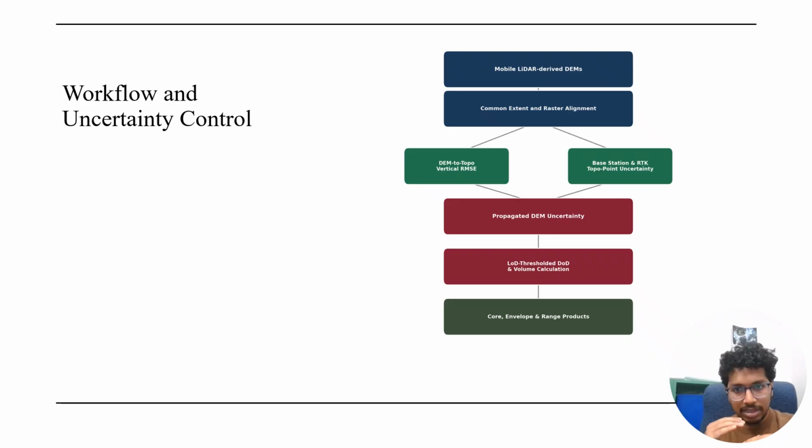Using those, we separated the volumes of erosion and the volumes of accretion and got the volume calculations. The core, envelope and range products are the products of the DEM time series.